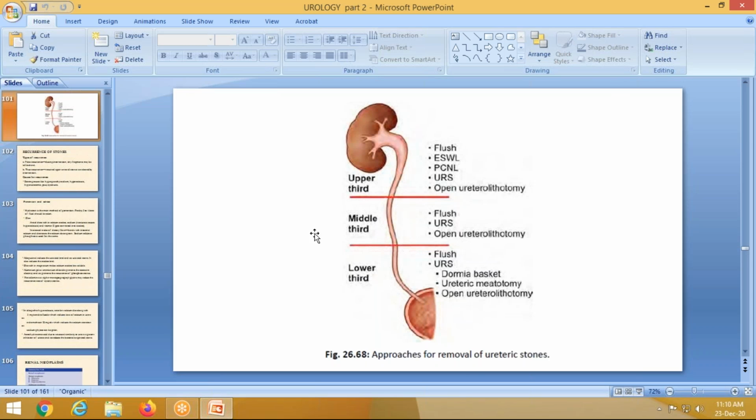You see the various positions: upper part, middle part and lower part. If the stone is present in the upper part, you should do fluid therapy, flush therapy or ESWL, PCNL, URS and open ureterolithotomy. If it is in the middle, flush therapy, URS and open lithotomy. For the lower one, flush therapy, URS and Dormia basket, ureteric meatotomy and open ureterolithotomy.